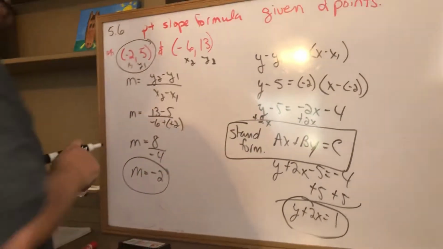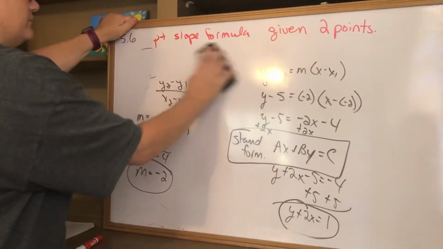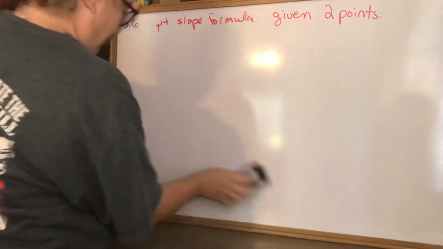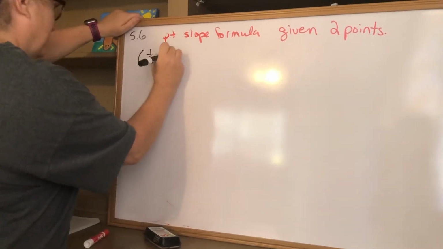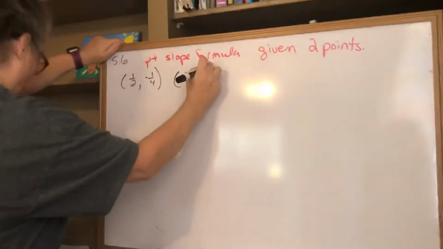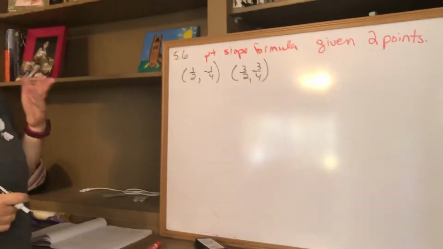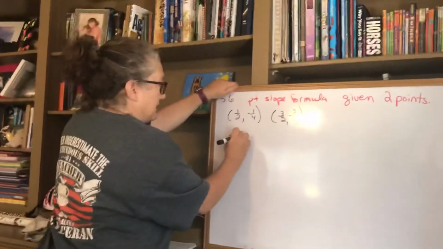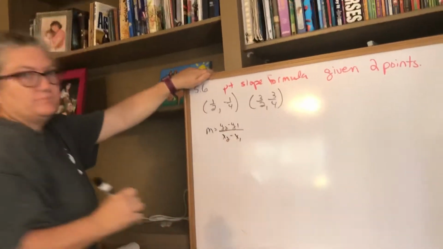Now let's do another example. Here's our second example. We're going to have the points 1/2, negative 1/4, and 3/2, 3/4. Okay, we have 2 points, but we need to have a point slope formula. So how do we find the slope? We use m equals y2 minus y1 over x2 minus x1.